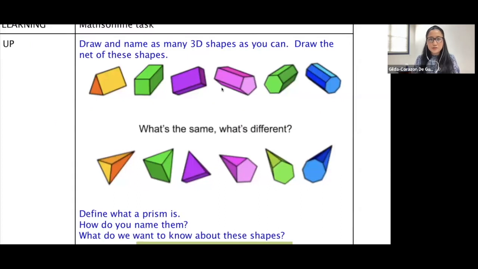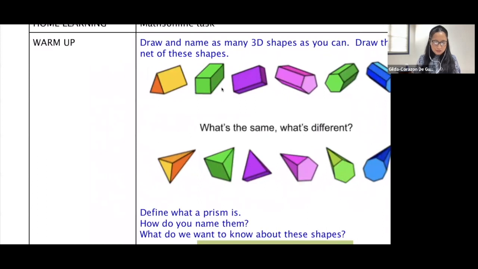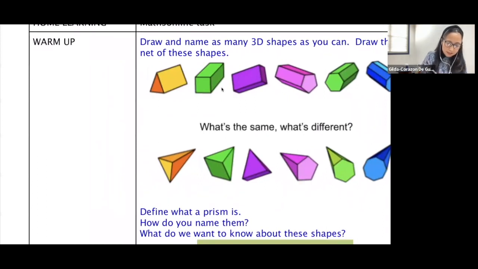What I want you to do is to draw and name as many 3D shapes as you can, and maybe draw the net of these shapes. So what do we mean when we say a net? So I'll give you an example. Maybe the easiest one would probably be a cube.